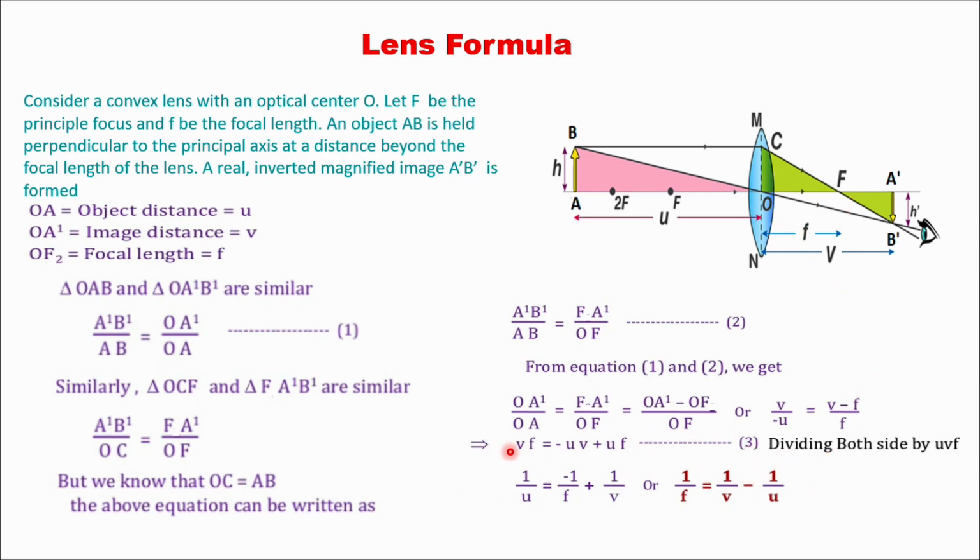So just rearrange the equation, you will get Vf equals minus UV plus Uf. Dividing both sides by UVf, you will get the equation 1 by U equals minus 1 by f plus 1 by V, or 1 by f equals 1 by V minus 1 by U. This is the lens formula for a convex lens.